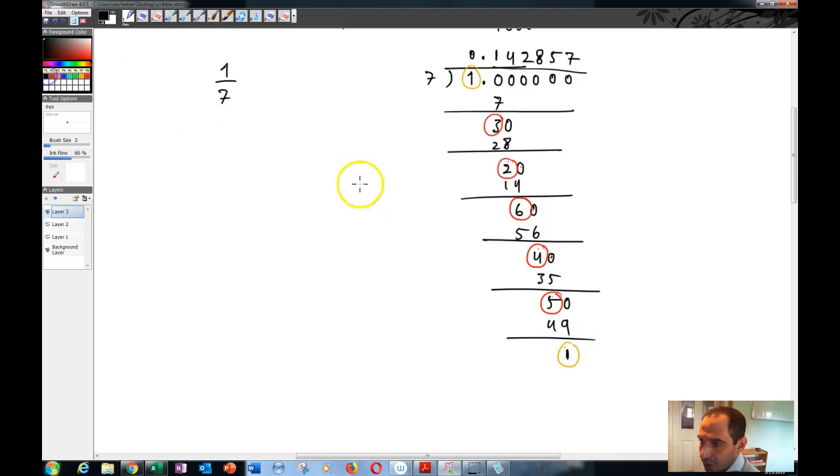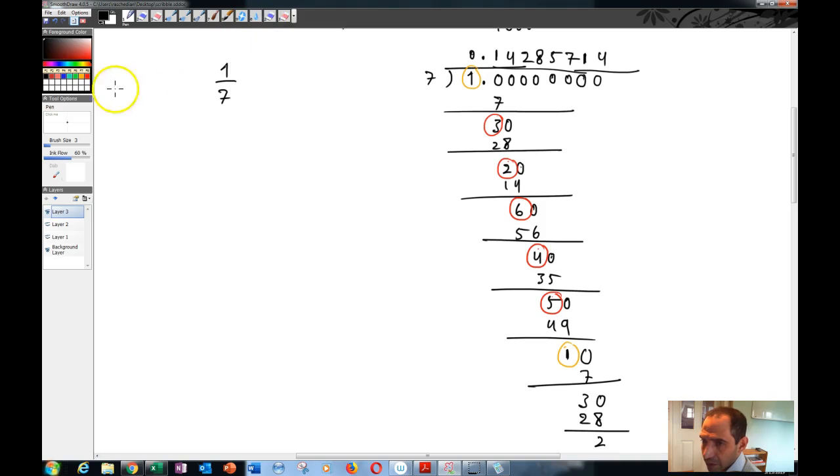Now if I go back and add a 0 over here, I'll have 1 times 7 is equal to 7, and a remainder 3. So you see the remainder 3 appeared here again. If I add a 0 over here, I will have 4 times 7 is equal to 28, and that's again the remainder 2 that I had here.